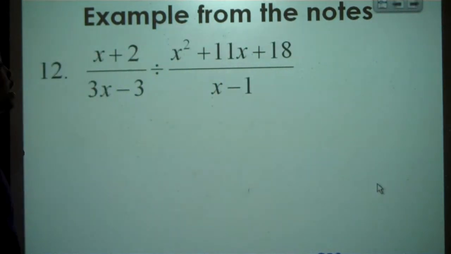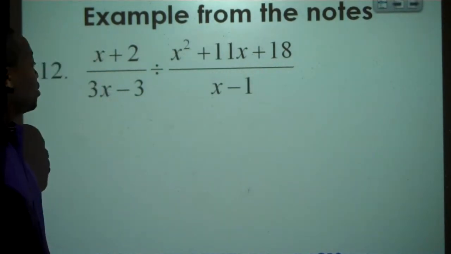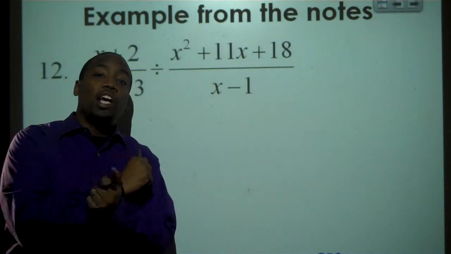Our next one we got right here. Oh, we're getting the harder ones now. We're getting the trinomials, right? So when we have a trinomial, what do we need to use? We need to use the x.